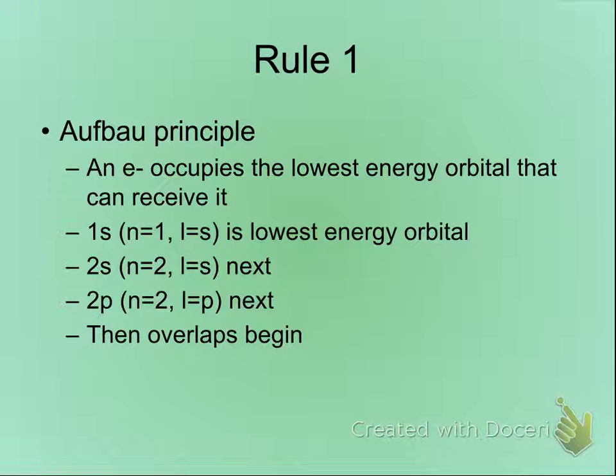The first rule, the Aufbau principle. I think of it as a lazy electron rule. An electron will occupy the lowest energy orbital that has a spot for it. 1s is the lowest energy orbital, 2s is next, 2p is after that, and then we start to get weird. It starts to do some overlapping, and this is one of those things that they don't teach you in physical science.